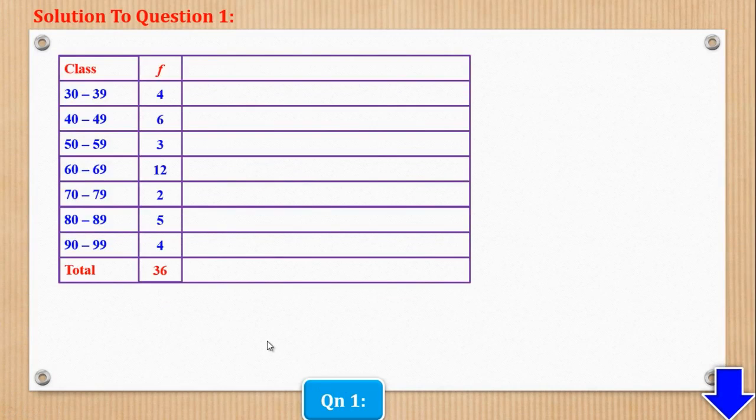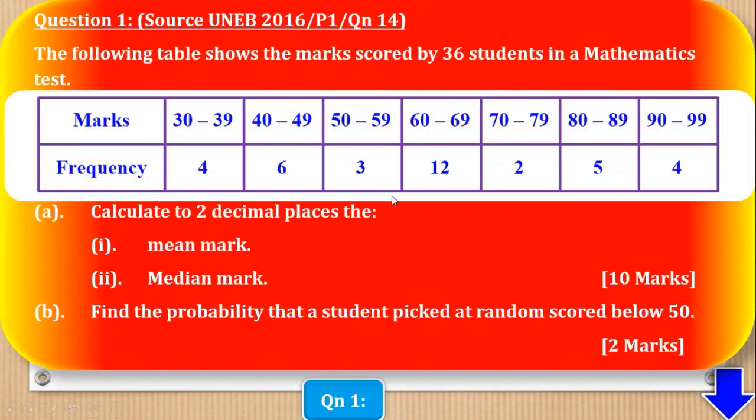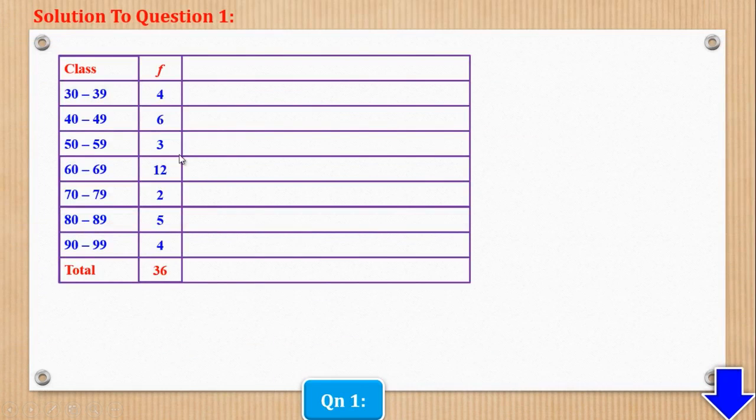And after that, you have to get the total. I think we realize that the total number corresponds to this number here. So that's how you can know that you have added correctly. Next is to get the mid-mark. Mid-mark, we said you get the average of the lower class limit and upper class limit. So when I say 30 plus 39 divided by 2, I'll come up with 34.5.